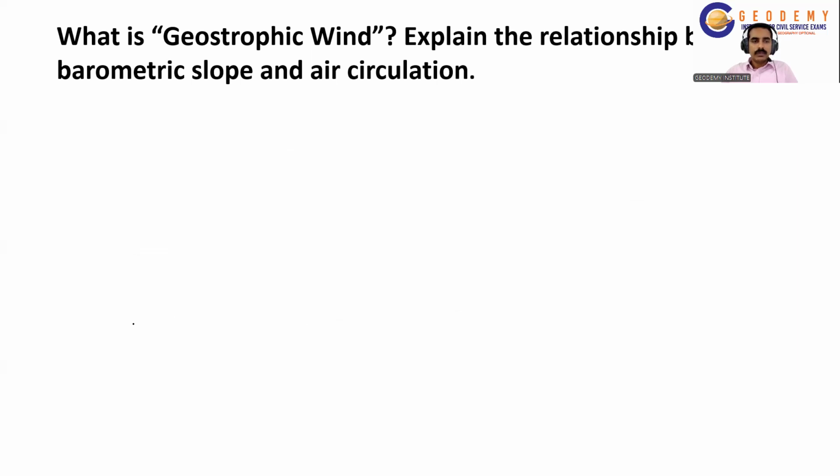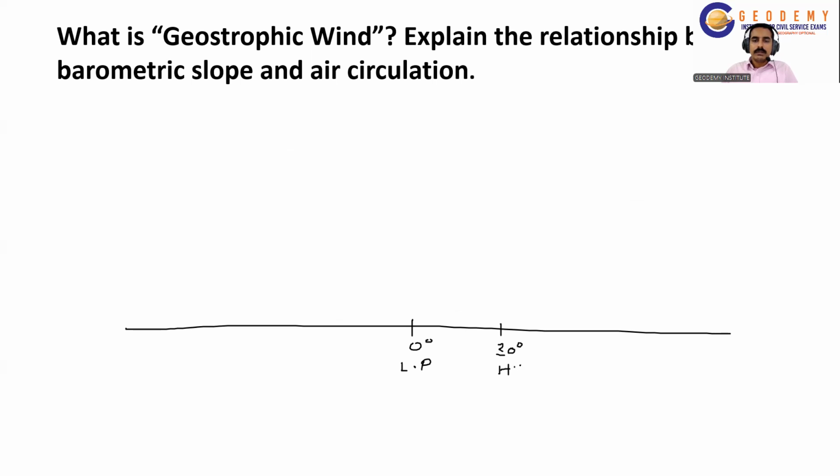And then, explain the relationship between barometric slope and the air circulation. Simply through another diagram, we can explain this. For example, this is the surface with the equatorial low pressure region, subtropical high pressure region, subpolar low pressure region and polar high pressure region. Similarly, in the other hemisphere also, 30-degree high pressure, 60-degree low pressure, and 90-degree high pressure. So from high pressure to low pressure, the wind blows like this, and on the surface it is called trade wind.